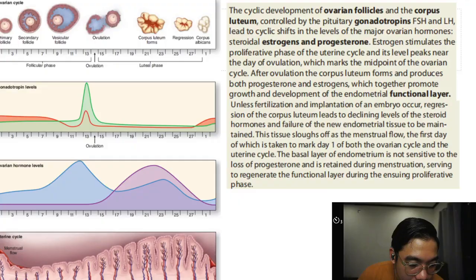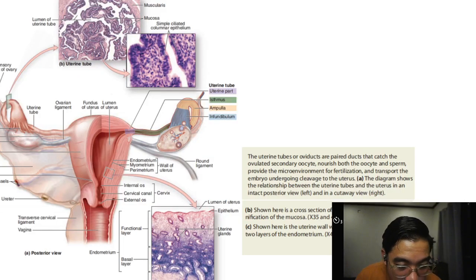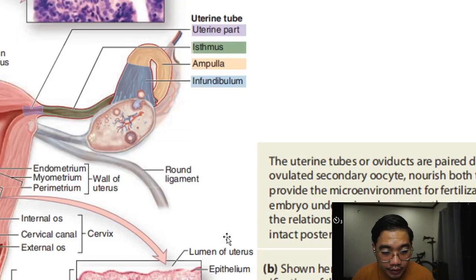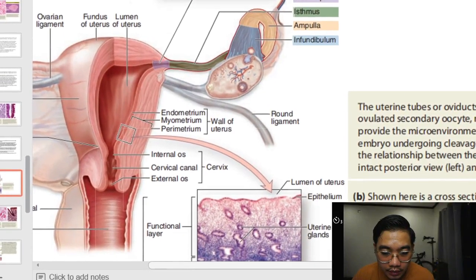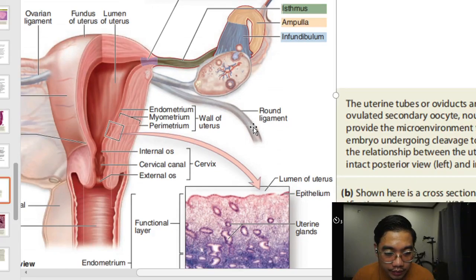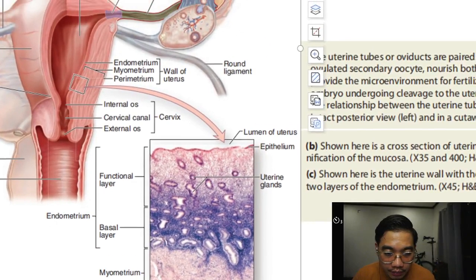All right. Look at this, no? This is better. So, your uterus has three layers: your endometrium, the surface of the cavity, your myometrium, and your perimetrium.